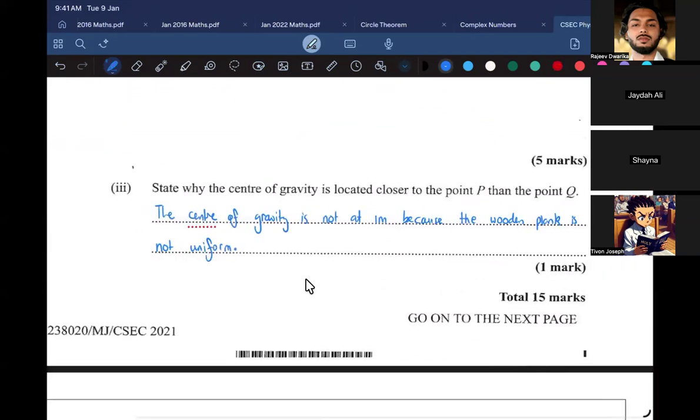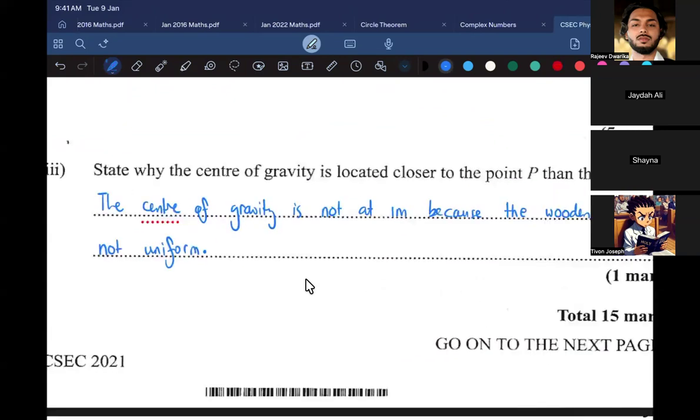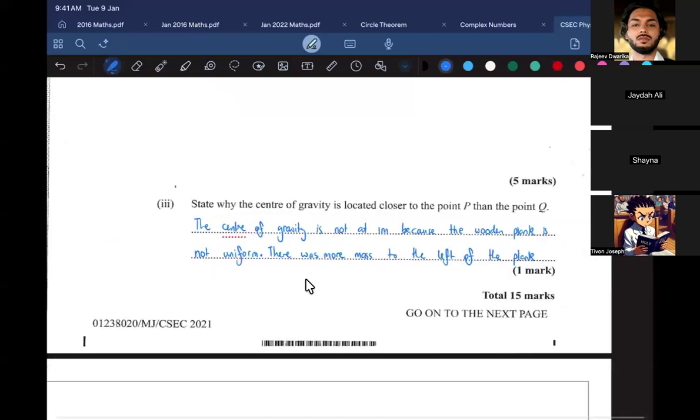So the answer for part three has to do with, we already established that it was non-uniform. So we could say there was more mass to the left of the planet. Yeah, that's a good answer.